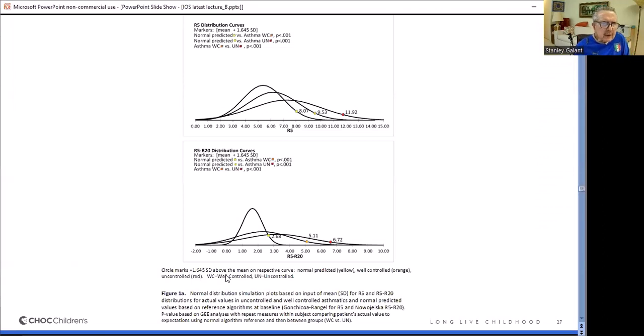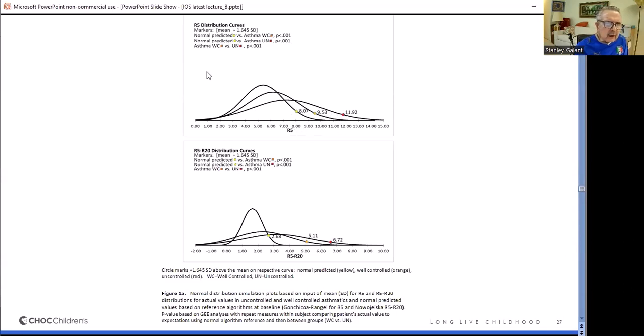This is an example of our results. This is looking at R5, and this is representative of all the other metrics. We could clearly discern that the 95% confidence intervals for normals, well-controlled and uncontrolled were clearly different and statistically different.